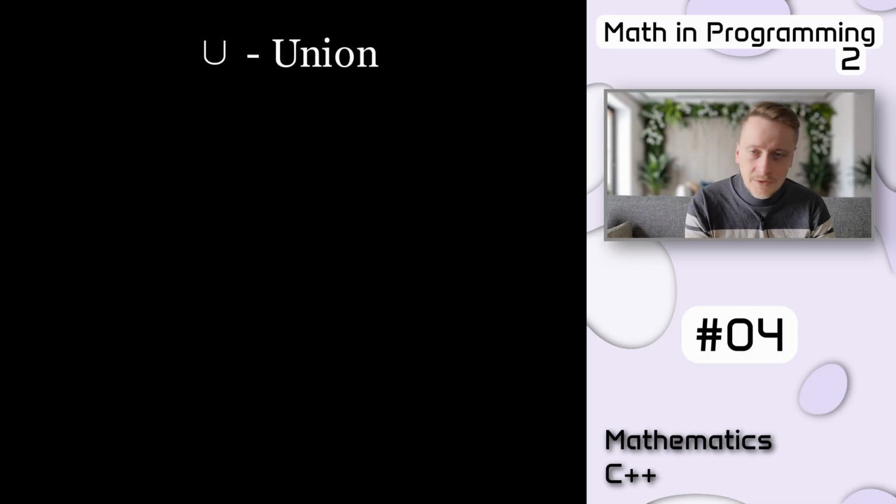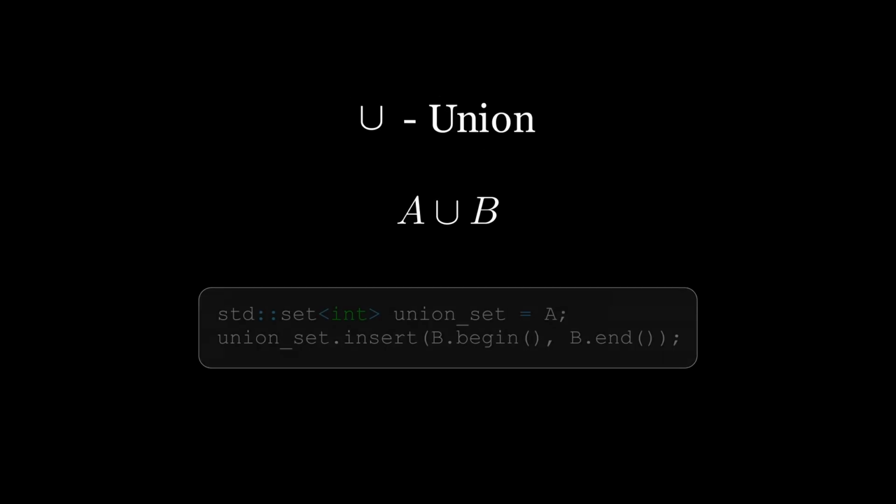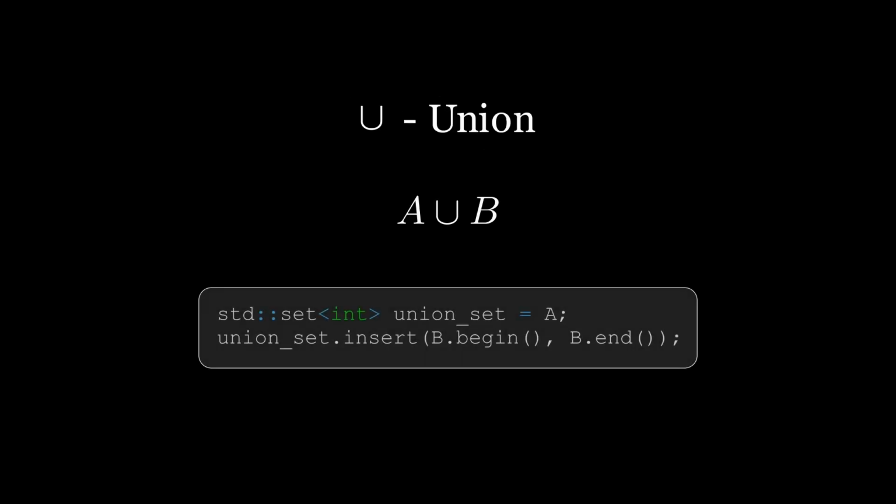We have another set operation, the union. This combines all elements from both sets, automatically removing duplicates. In C++, you can use std::set_union, similar to the previous example, but to show you an alternative approach, you can also create a union by copying one set and inserting elements from the other.